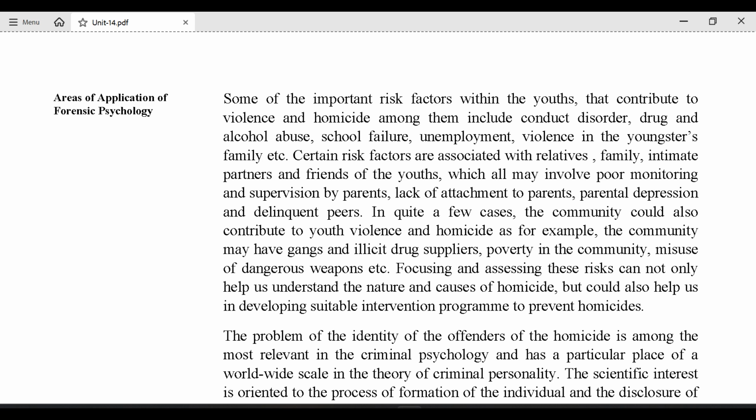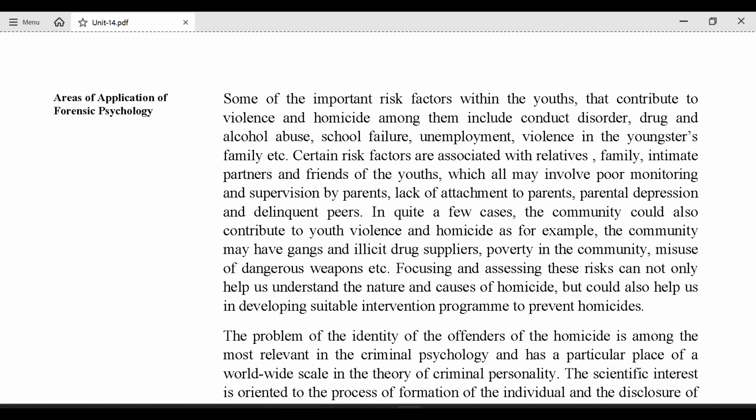Certain risk factors are associated with relatives, family, intimate partners and friends of the youths, which all may involve poor monitoring and supervision by parents, lack of attachment to parents, parental depression and delinquent peers. In quite a few cases, the community could also contribute to youth violence and homicide, as for example, the community may have gangs and illicit drug suppliers, poverty in the community, misuse of dangerous weapons, etc.